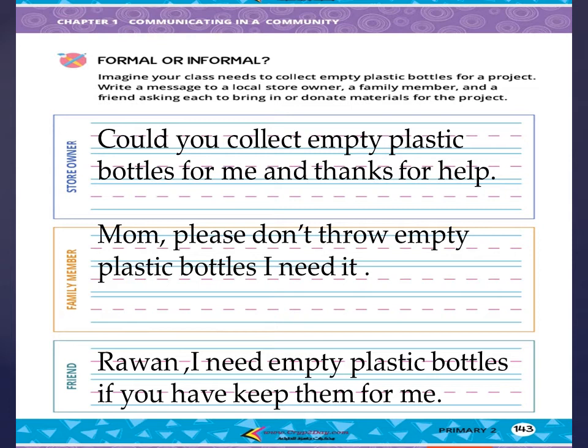Okay, family member مثلا مام، لان مام هي اللي بتبقى مسؤولة عن حاجات كتير طبعا في البيت. انا عايز اطلب منها بطريقة polite طبعا ان هي تخلي لي البلاستيك بوتلز اللي هي الامبتي بلاستيك بوتلز. اوكي، mom, please don't throw empty plastic bottles. I need it. In this message I write with a polite way. I show respect to my mom.